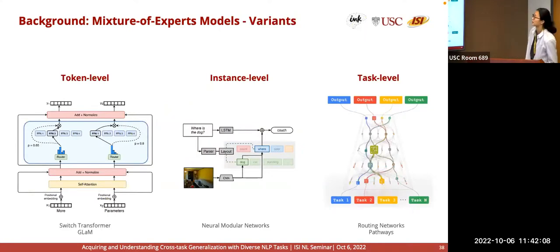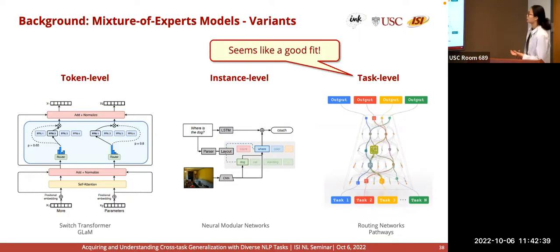And there are many variants based on this concept. You can route different tokens in your sentence into different experts, or you can route different instance input-output pairs to different model parameters, or you can route different tasks to different experts. All of these were explored before, and people find this to be useful. In this work, we want to focus on task-level mixture of experts models because we want to interpret how skill and knowledge sharing happens within the multitask model we train. So this seems like a good fit.